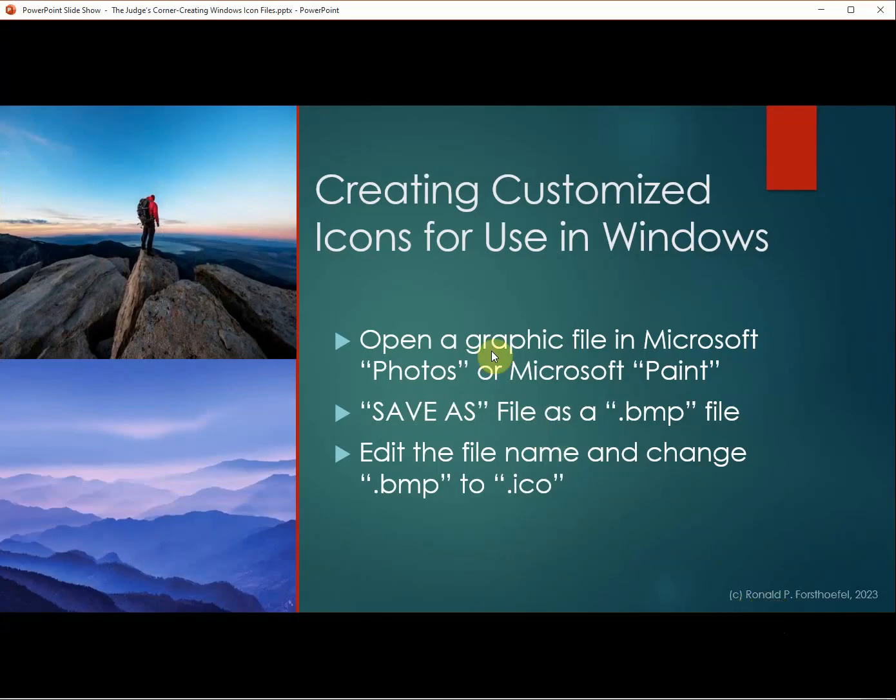So again, we open the graphic file in an application such as Microsoft Photos or Microsoft Paint. We save it either to .ico directly or save as a .bmp, and if we save it to a .bmp, we simply right-click on the new file, the .bmp file, and rename its extension to .ico, save it. We now have an icon.